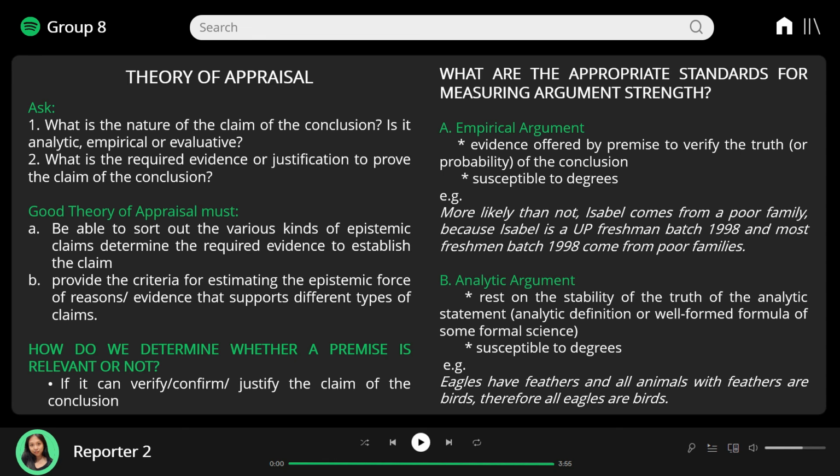Letter B, the criteria for judging the strength of an analytic argument. Rest on the stability of the truth of the analytic statement, analytic definition or well-formed formula of some formal science. It is not susceptible to degrees. Example, eagles have feathers and all animals with feathers are birds. Therefore, all eagles are birds. And yon, gumamit siya ng formal science as evidence to support his claim.